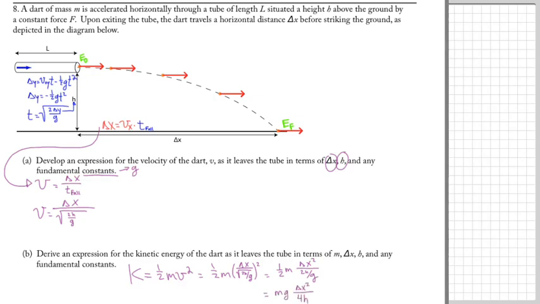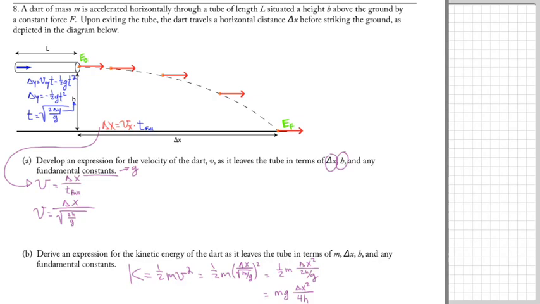This one asks about a dart of mass m accelerated horizontally through a tube of length L, situated at a height h above the ground, by a constant force F. Upon exiting the tube, the dart travels a horizontal distance delta x before striking the ground as depicted in the diagram. So this is just a horizontal projectile.